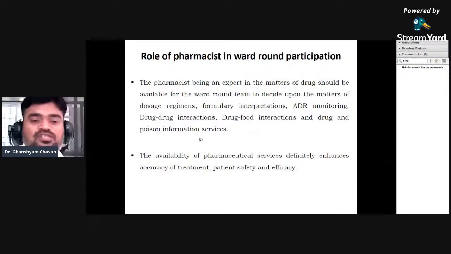And drug and poison information services: the pharmacist also knows which drug is a poison if you take it in that dose. So for drug and poison information services also the pharmacist must be included. They have a great role in them. The availability of pharmaceutical services definitely enhances the accuracy of treatment and patient safety and efficacy. It's true. Pharmacists have all the information regarding the disease as well as the drug. So if we include the pharmacist in our round participation, definitely he will increase the accuracy of treatment and patient safety and efficacy.